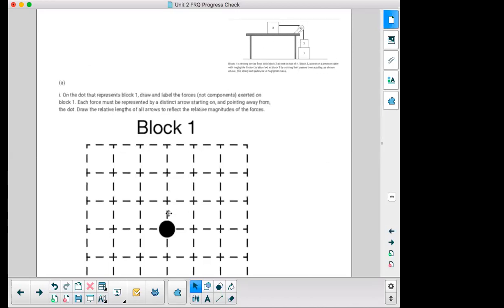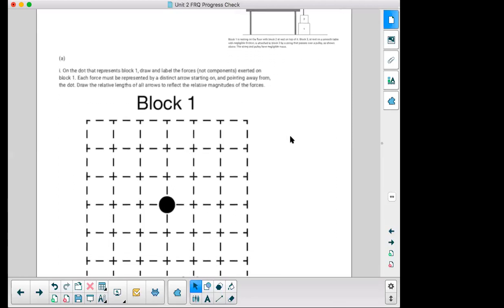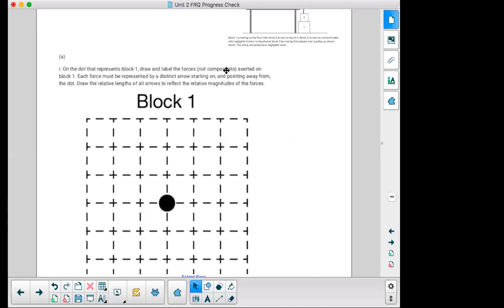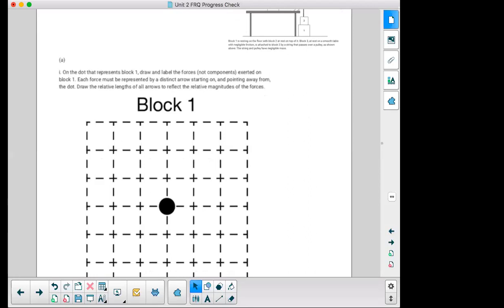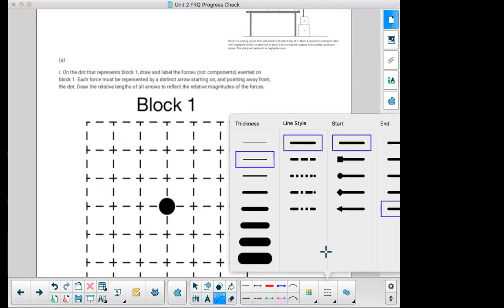So when we draw the forces on block one, we can do a quick look up here, right? On the dot that represents block one, draw and label the forces, not components, exerted on block one. Each force must be represented by a distinct arrow starting on and pointing away from the dot. Draw the relative lengths of all arrows to reflect relative magnitudes of forces. All right, let's look up here. Block one. What's pushing or pulling on block one? Gravity, for sure. Always a good starting point.